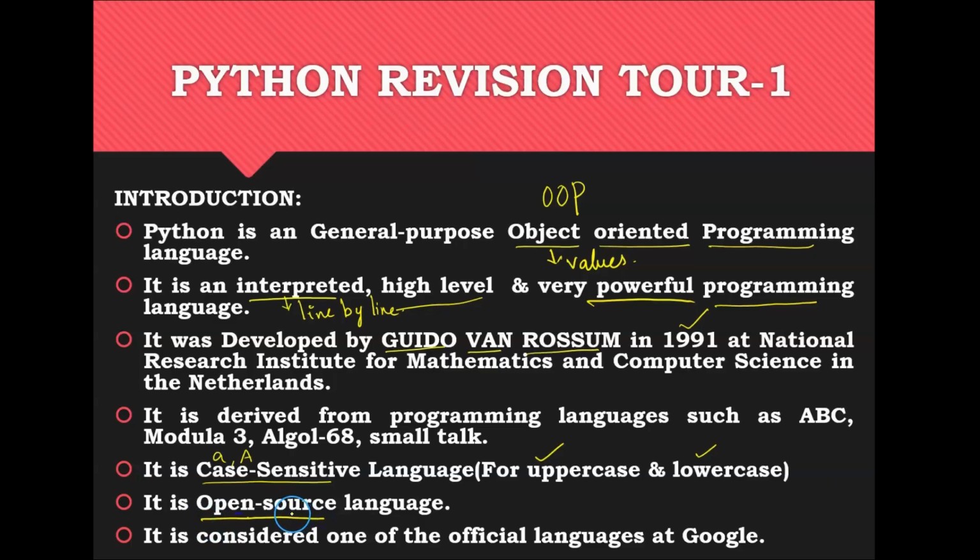It is freely available on the websites, so it can be used by all. So it is called an open source language, and it is considered one of the official languages at Google. So the language Google uses for its websites is currently Python.